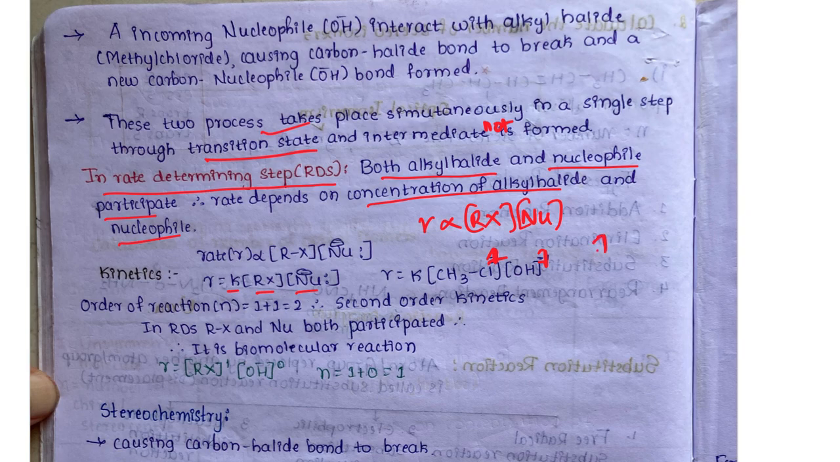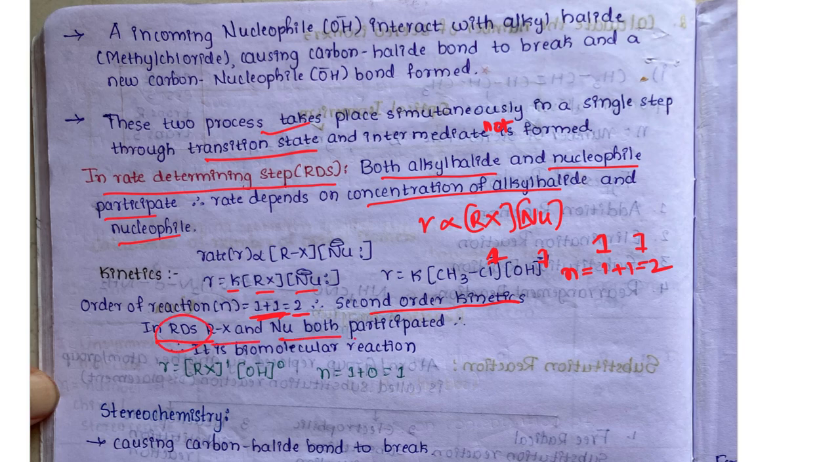This is 1, this is 1. Therefore, keep in mind n is equal to the sum of the powers of concentration. Therefore, 1 plus 1, this is a second order. So here it is represented clearly, but there is a little mistake here. Consider 1 plus 1, how much? 2. Second order kinetics. In RDS, it means rate determining step.